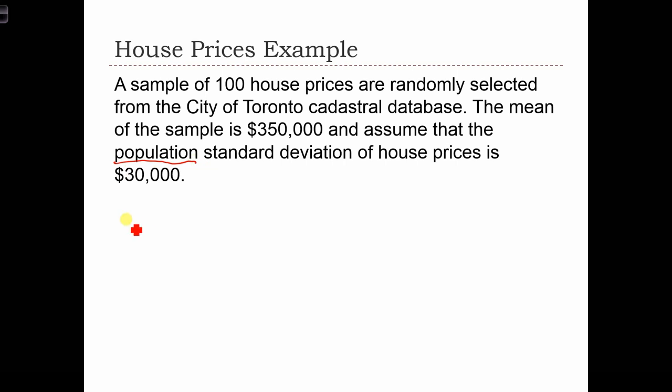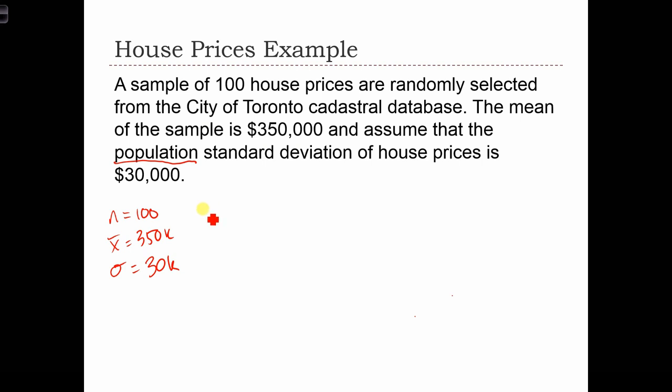So based on this question, we see that n is equal to 100, x bar equals 350,000, and sigma equals 30,000. Based on this information, let's build the sampling distribution.